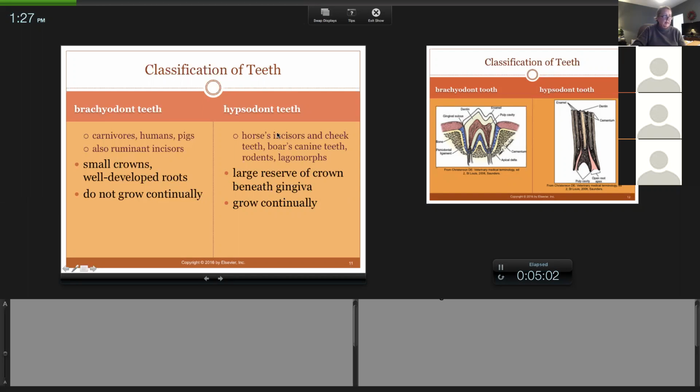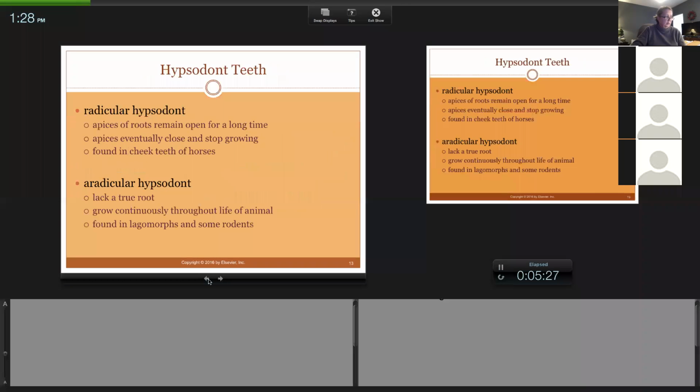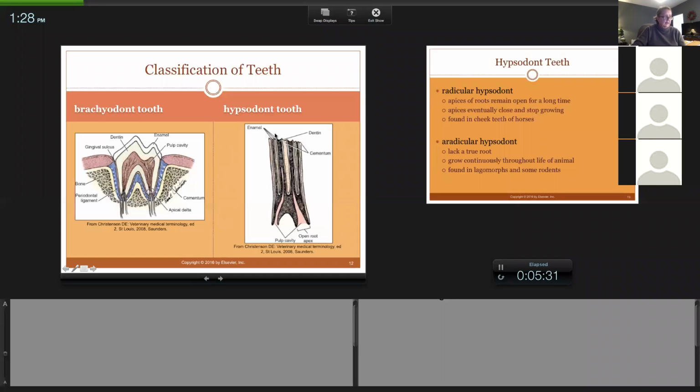Now hypsodont teeth would be like horse incisors and their cheek teeth, but you've also got lagomorphs, which are rabbits, rodents, and the canine teeth of a boar. These are continuously growing teeth. We talked about teeth floating in horses, which is where the tips get filed off. If you look at this picture, they almost look like they've got these kind of ridges.